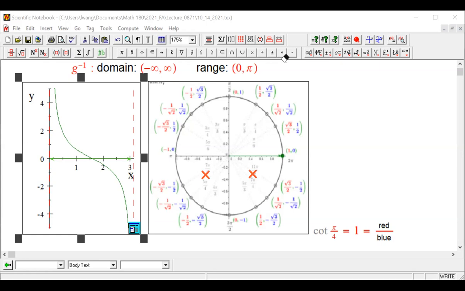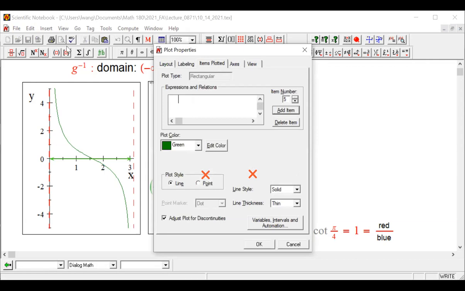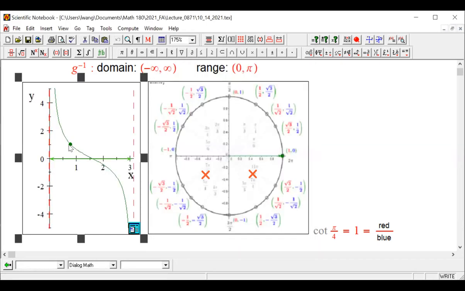Then when I plot the points of input pi over 4, output 1, I will have a point over here. Pi over 4, comma 1. I'm going to make that point green. That's the point, to understand the point.